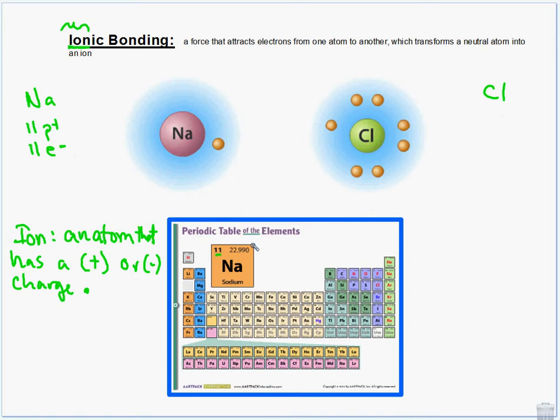Okay, chlorine, same thing, right? Chlorine is right there. Now it's way over here in group 7, and you can see it has an atomic number of 17. And so it has 17 protons, positive charges, and 17 electrons, negative charges. And it's a neutral atom.